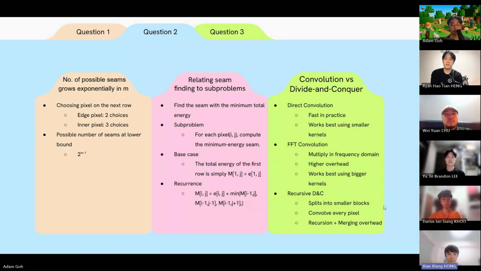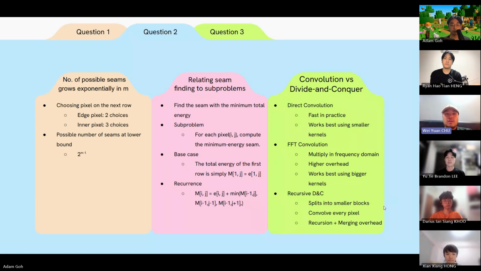For each pixel, we compute the minimum energy seam that ends at that pixel. For the first row, which is the base case, the total energy is just the energy of the pixel itself. And after the first row, we use a recurrence, where the minimum energy at pixel ij is its own energy plus the minimum energy of the 3 pixels: either the pixel directly above, the pixel at the top left, or the pixel at the top right. This dynamic programming approach lets us solve the large problem by building up solutions from smaller ones without enumerating every possible seam. Next, I'll pass on the time to Joel.